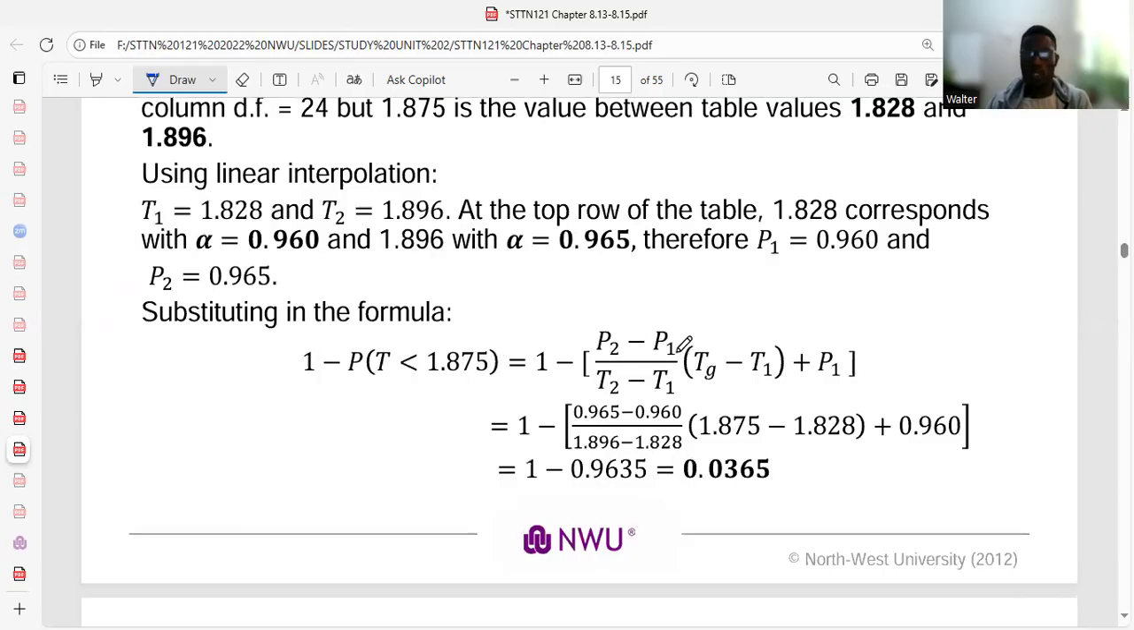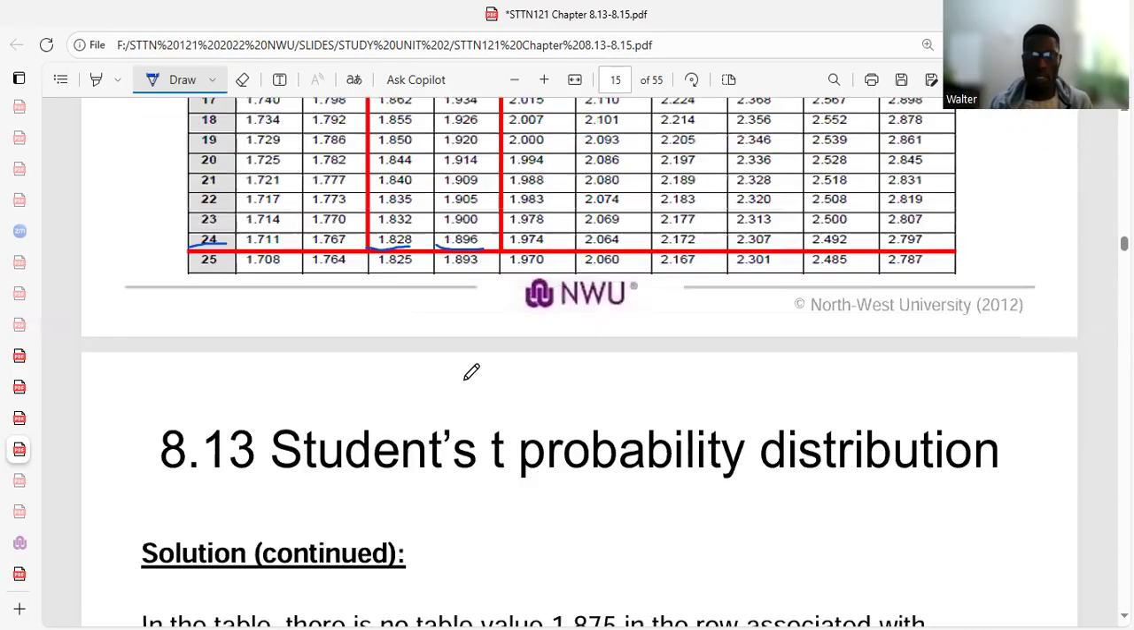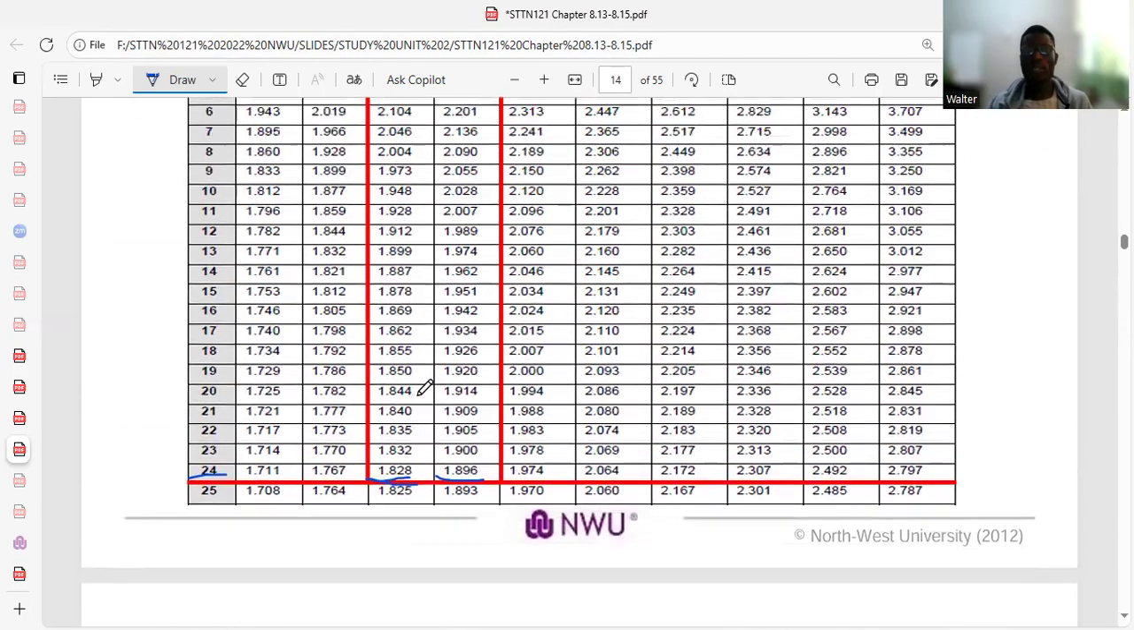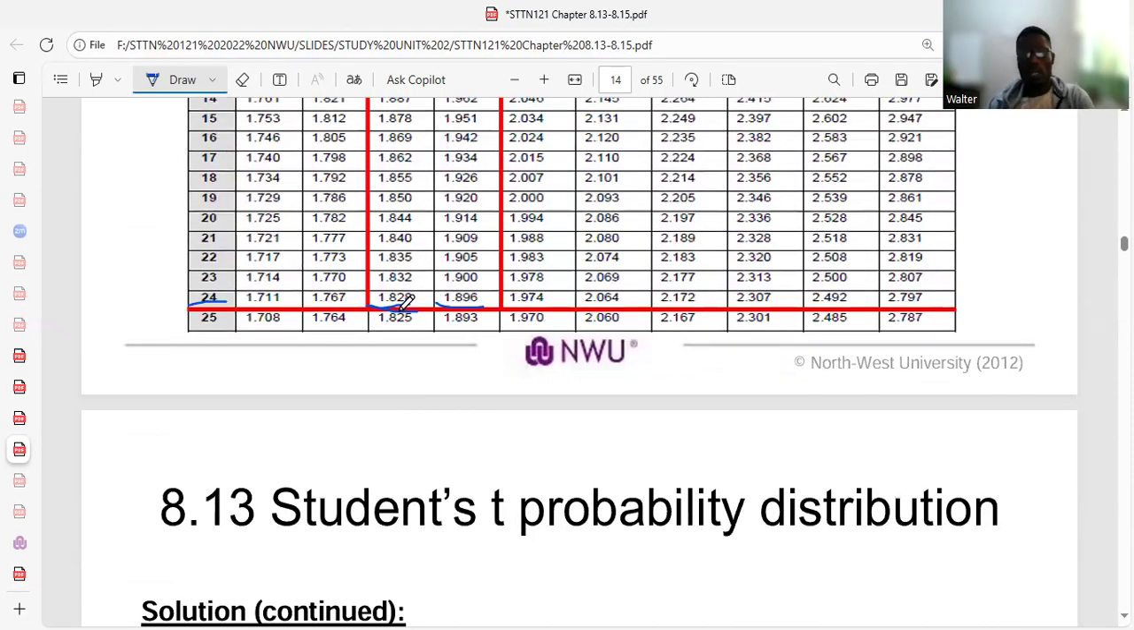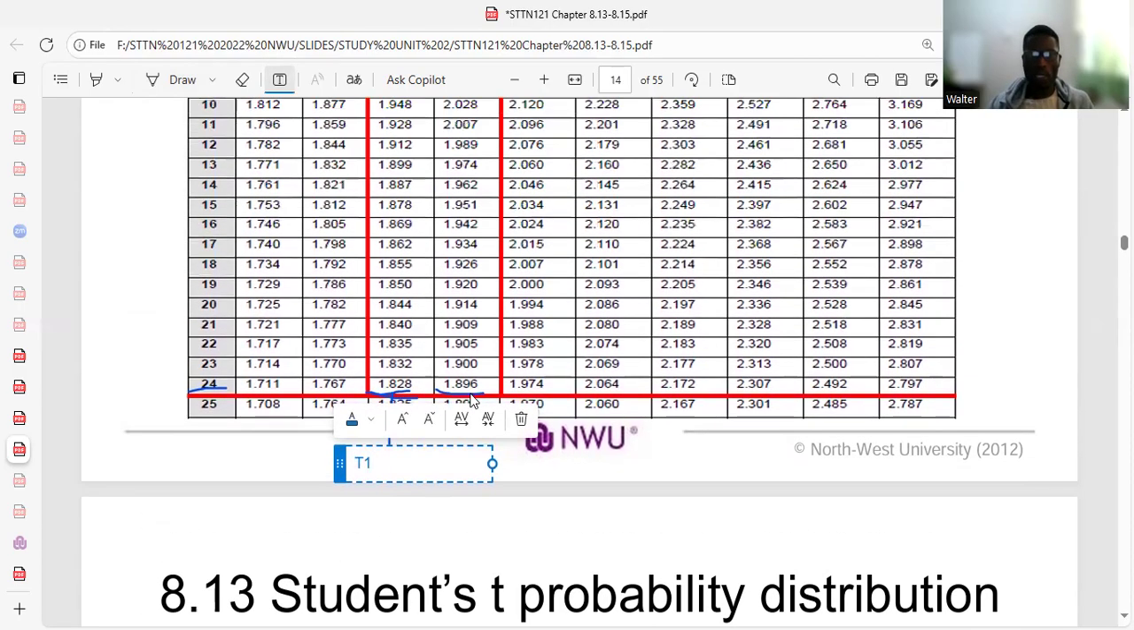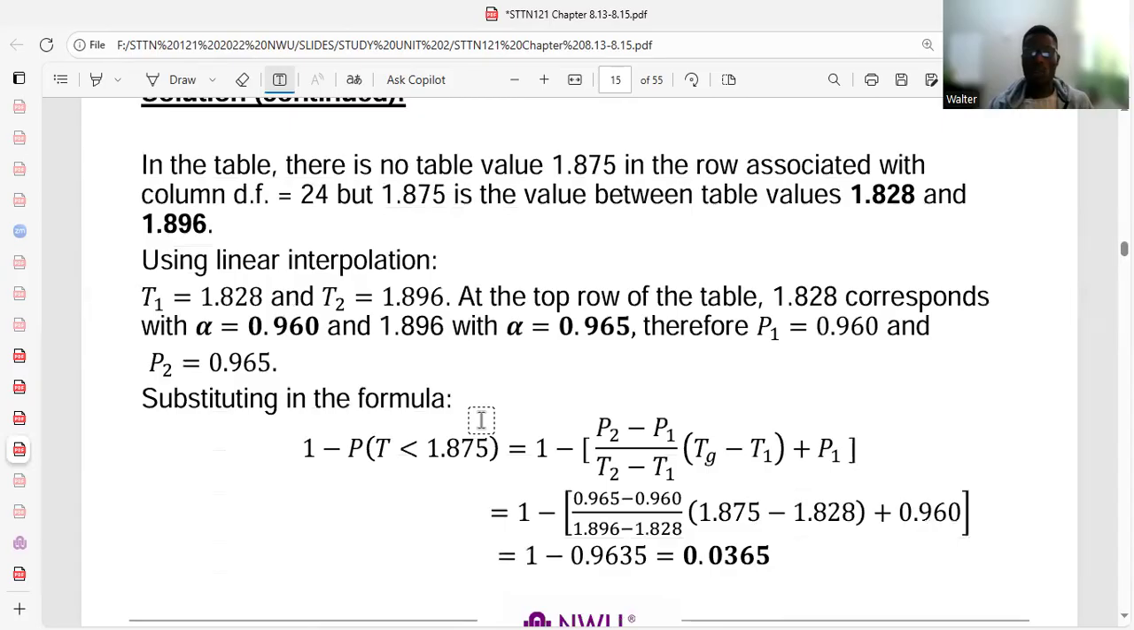The T1 and T2. T1 will be 1.828. The first one here, guys, will be T1. Obviously, you can't have P1 here and then get T2 there. No. This one will be T1. And then the second one, 1.896, will be T2. You see, that's the reason I'm saying this is interesting. T2, 1.896. So now you know how they got P1, P2, T1, T2.